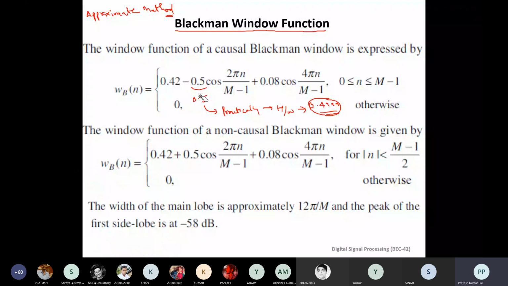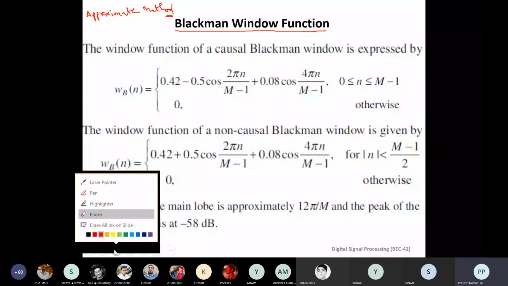That's why there are different window functions. All the window functions have different properties, in terms of transition width, or we can say in terms of main lobe width and side lobe height. So with respect to different main lobe width and side lobe height, different windows are defined.